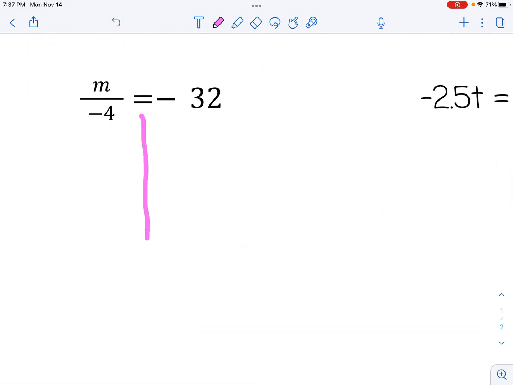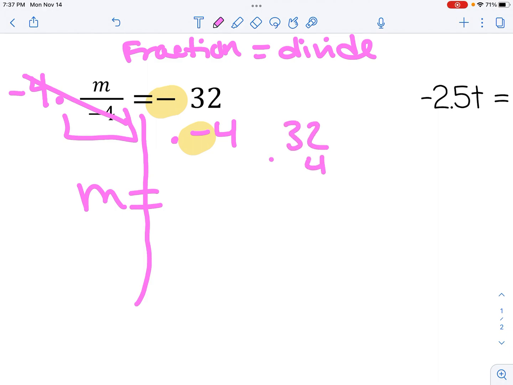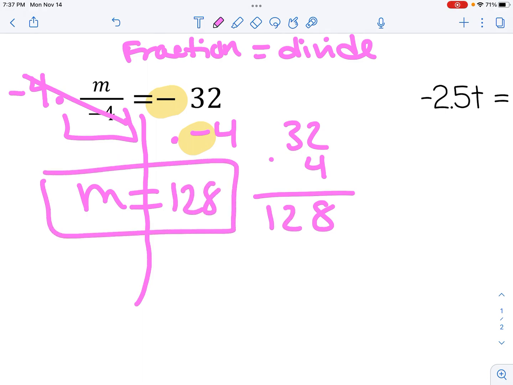We are always going to draw our line down first. We're using the side that has the variable. In this case, we have division because a fraction means that we are dividing. So in this case, we're going to be multiplying by negative 4. This side cancels out, so we're left with m. We're multiplying by negative 4 on both sides. Remember our multiplication division rules. 2 negatives make a positive. We have 32 times 4. 4 times 2 is 8. 4 times 3 is 12. So my final answer is positive 128.